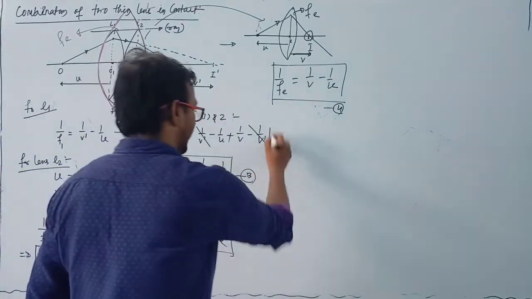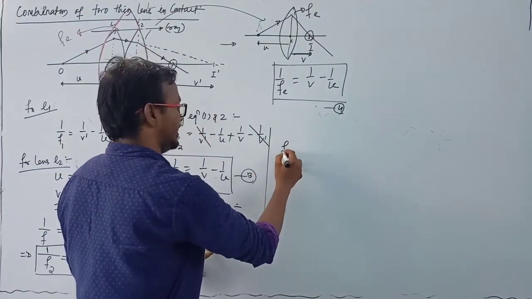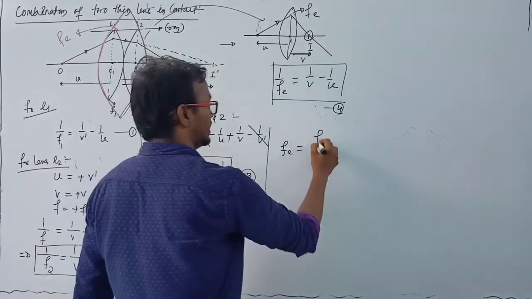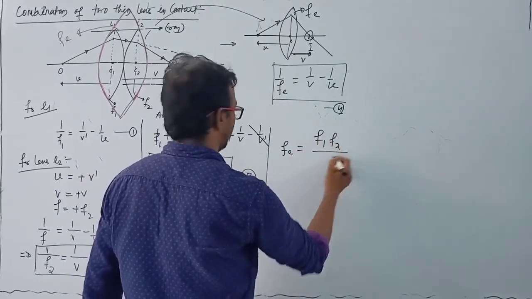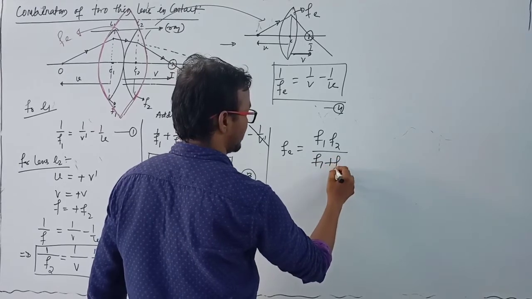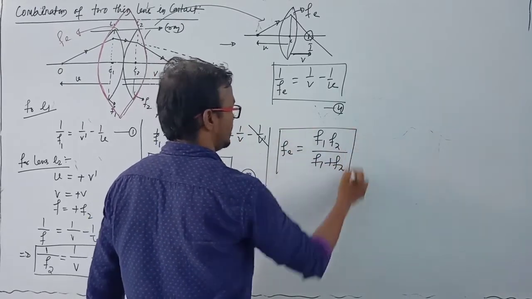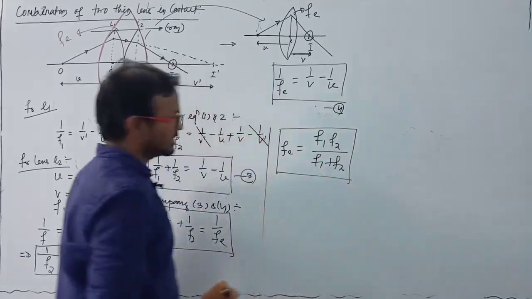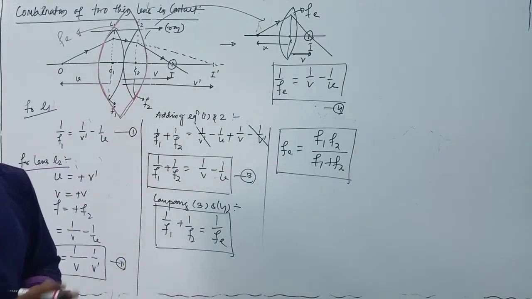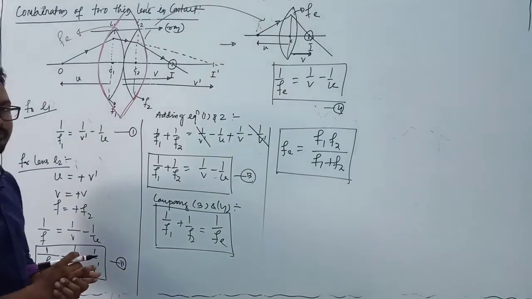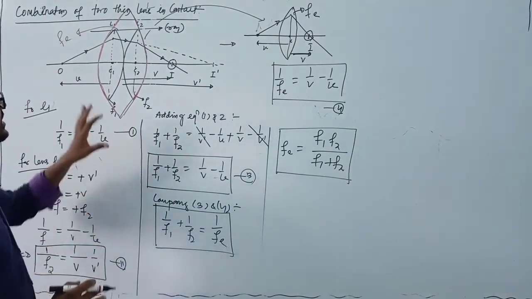Clear? Or this Fe can be written here: Fe equals f1 f2 divided by f1 plus f2. In this way we can calculate the equivalent focal length of the combination. So this is the expression.